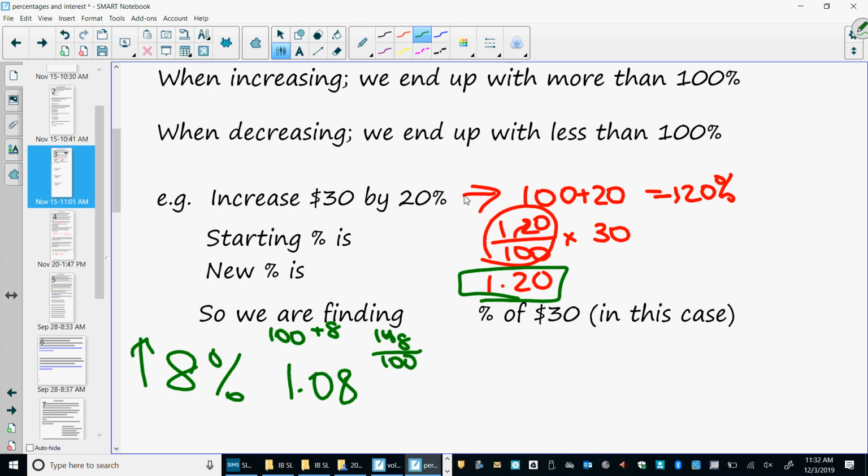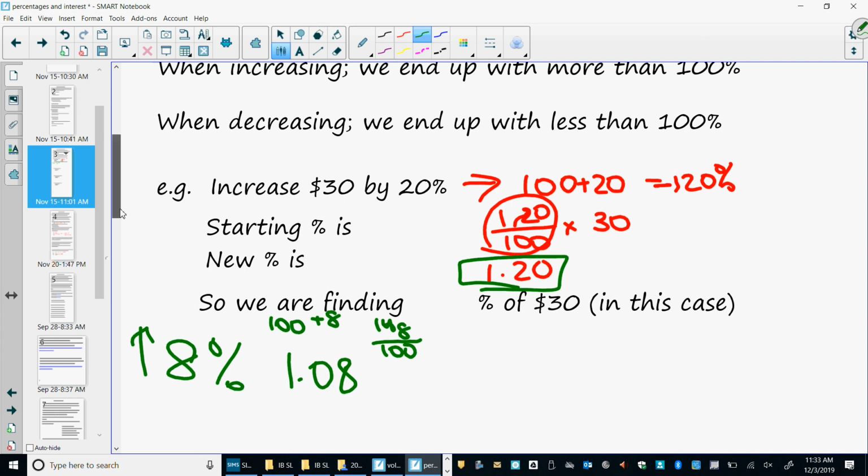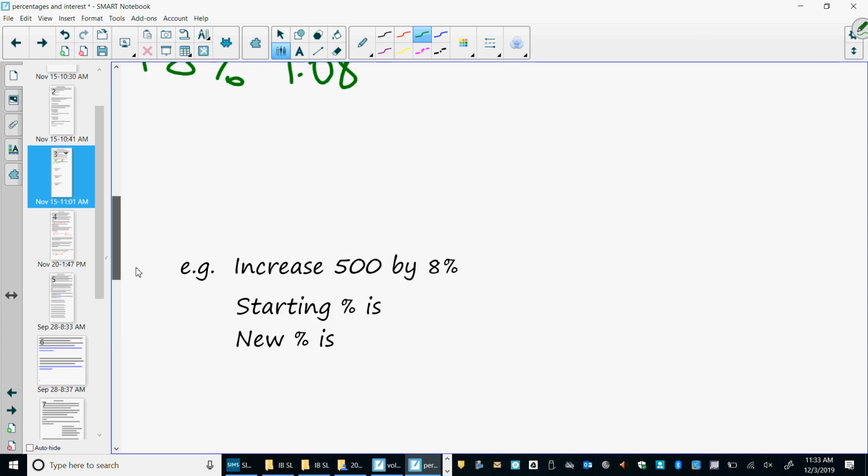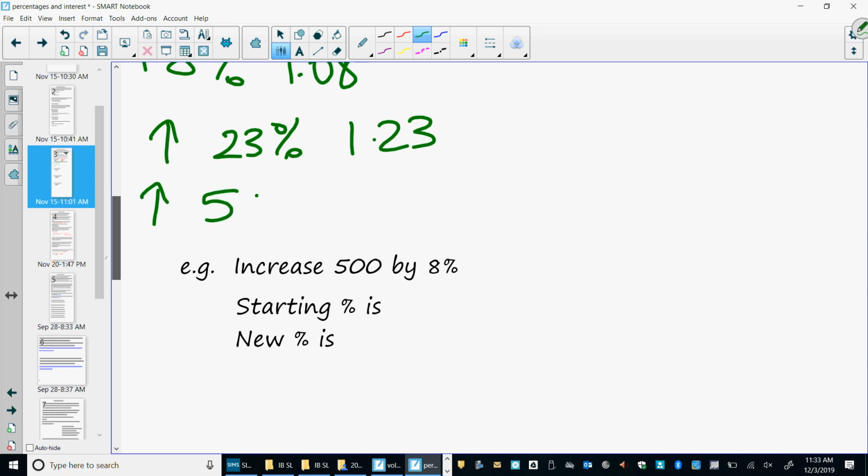If you wanted to increase something by 23%, Eliana, this time? 1.23, exactly that. You would multiply it by 1.23. If you wanted to increase something by 59%.